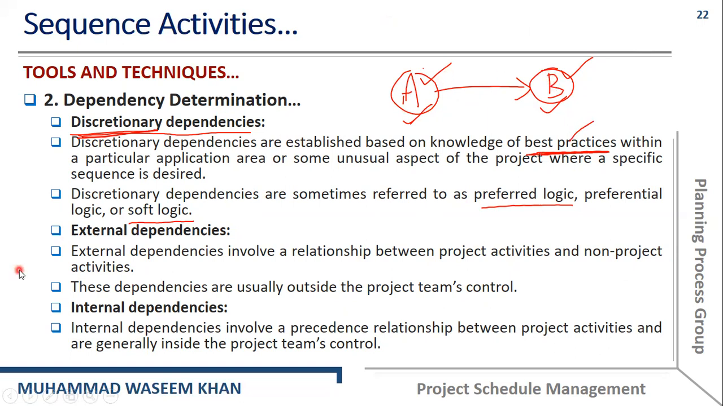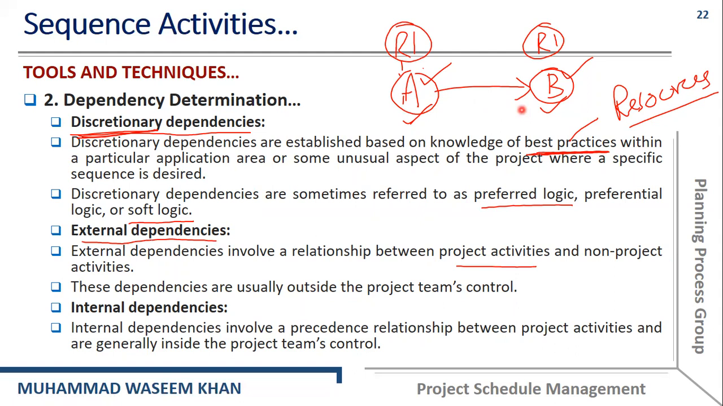But on the other hand, the fourth type of dependency, we call it internal dependency, are those dependencies in which there is a relationship between the activities within a particular project. For example, we have a project P1. So these two activities are actually the activities of project P1. So the relationship between the activities within a particular project, that is called internal dependency, and it is usually under the control of the project team.